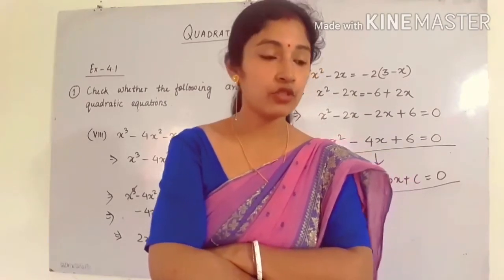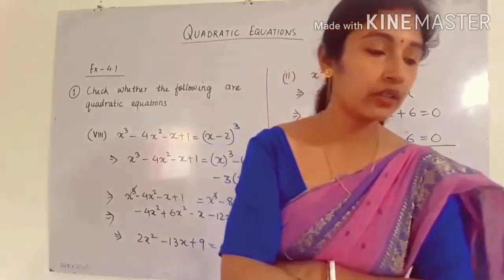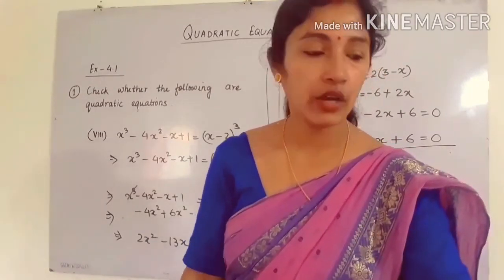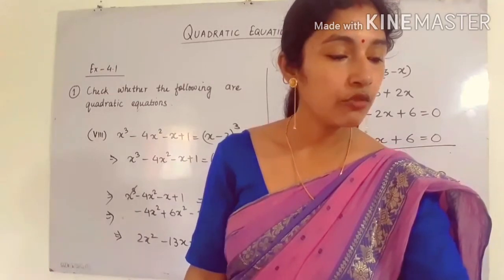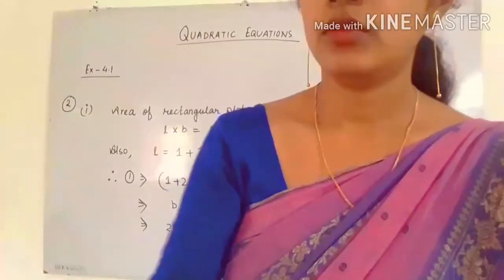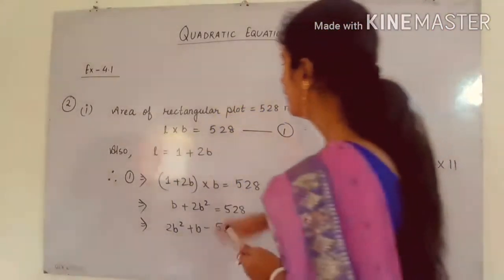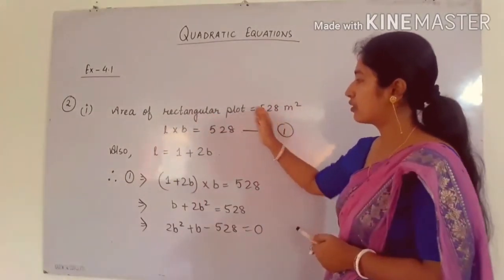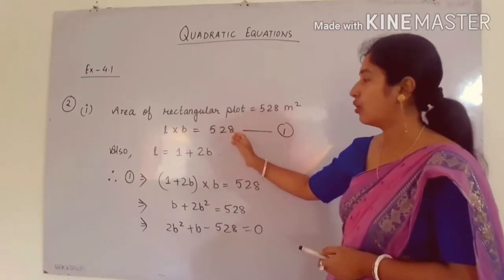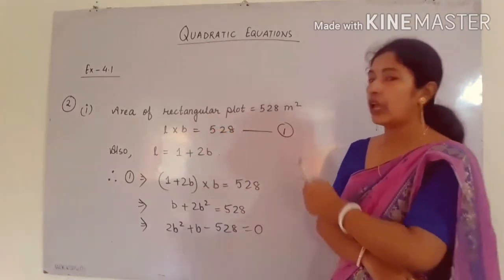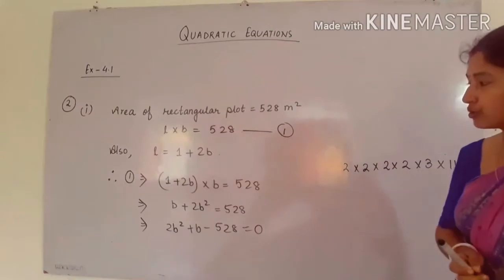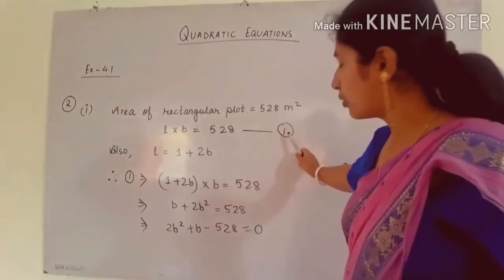So we have to suppose a variable, and we can take breadth or length as x or y. Next, we need to find the length and breadth of the plot. So let us do it. These are the conditions given. Area is given as 528, so in place of area we can write length into breadth, that is L into B is equal to 528. One more condition is given, that is L is equal to 1 more than twice its breadth, that means 1 plus 2B. I have put this as equation 1.